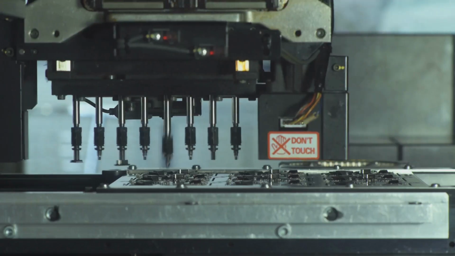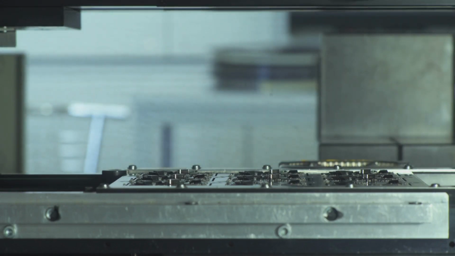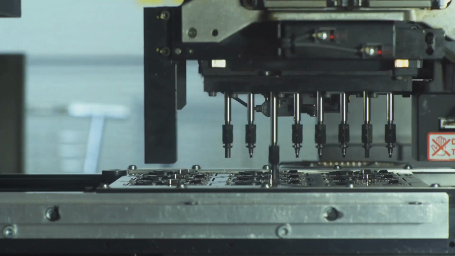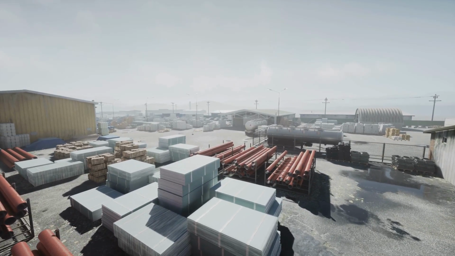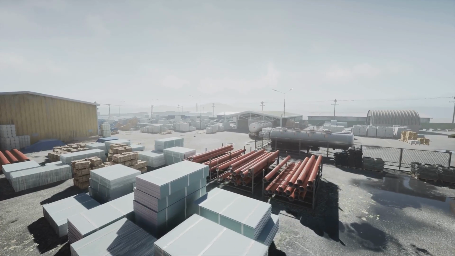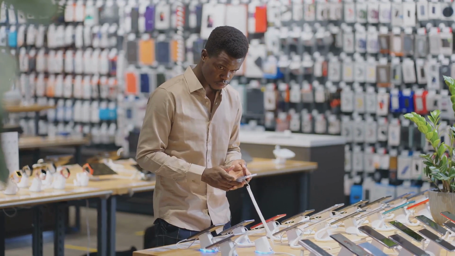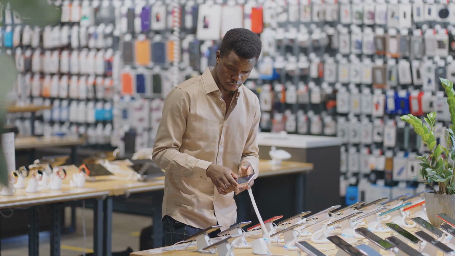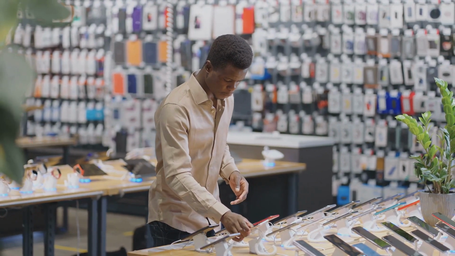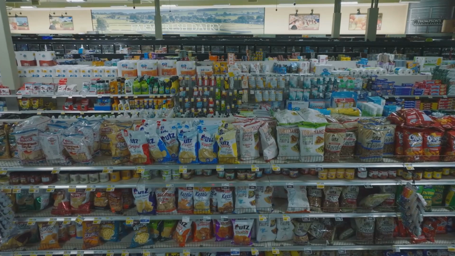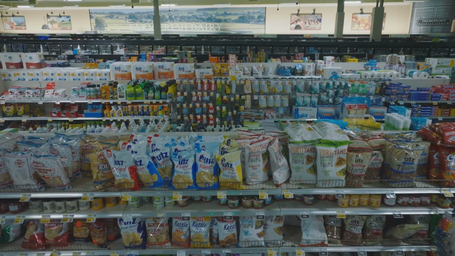Consider the example of consumer electronics. Many of these products are manufactured overseas and imported into the United States. With tariffs in place, companies face higher costs to bring these products into the country. To maintain their profit margins, they pass these additional costs on to consumers, resulting in more expensive gadgets and appliances. The impact isn't limited to electronics, it's felt across various sectors.